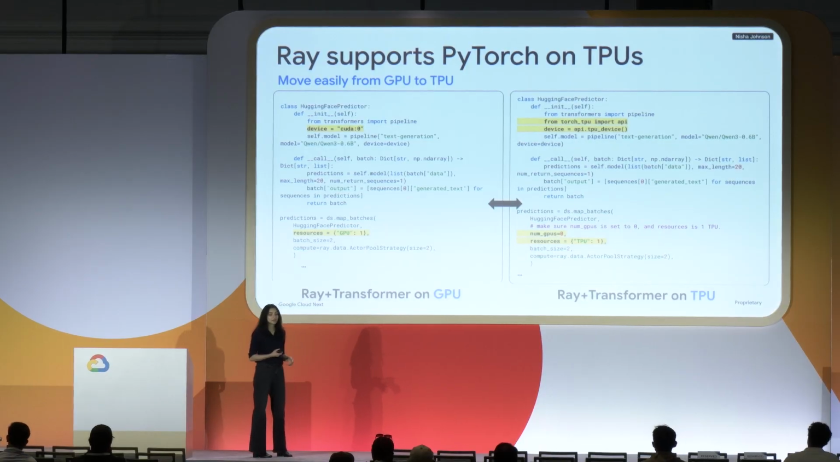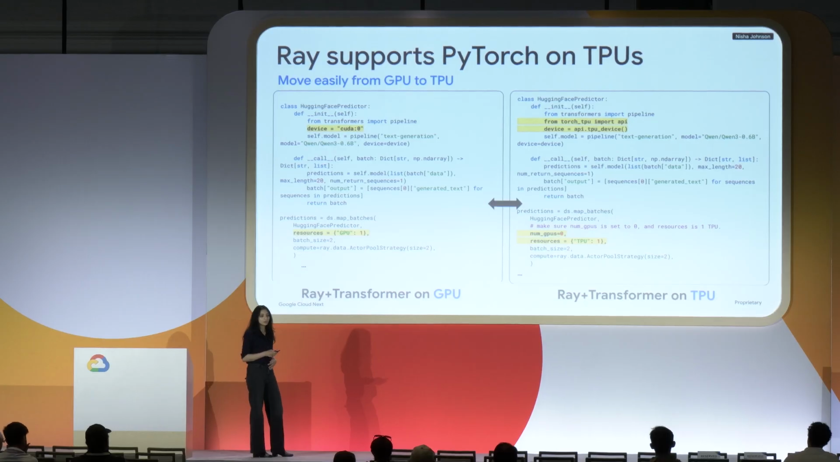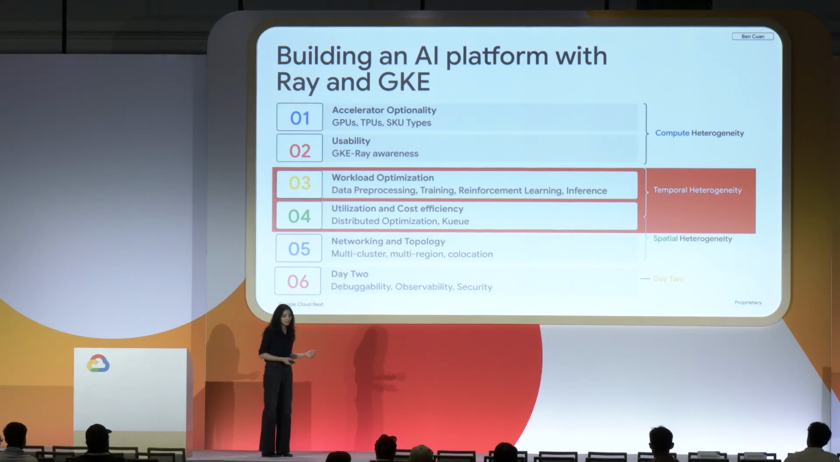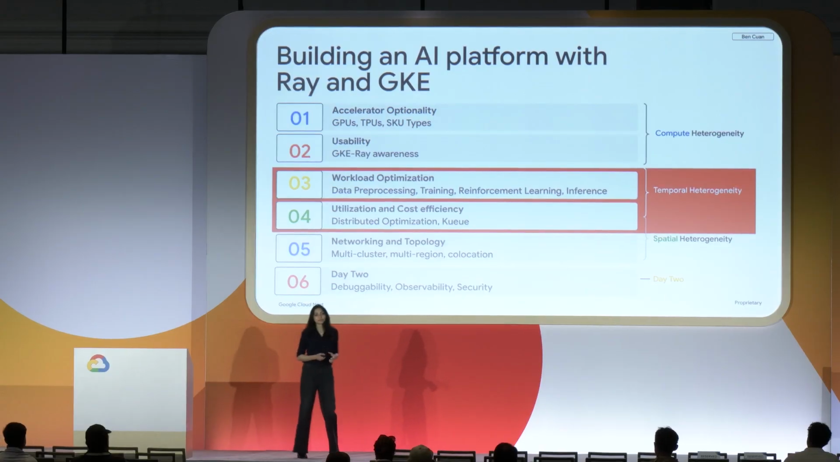Here's another example of an offline batch inference pipeline. Again, all you have to do is change the CUDA device to a TPU device, import the API, and here with Ray Data, you have to set the number of GPUs to 0 and select TPUs. Now, Ben will share a little bit more about temporal heterogeneity.